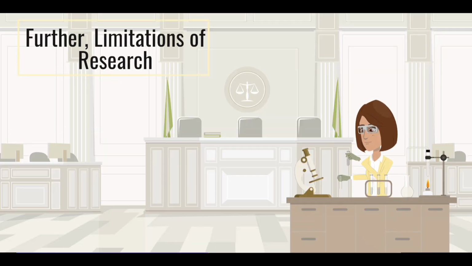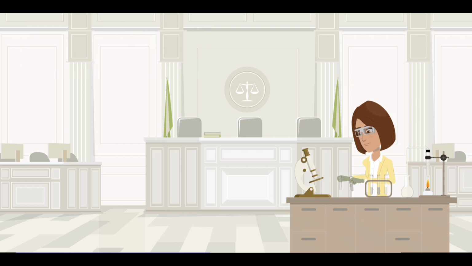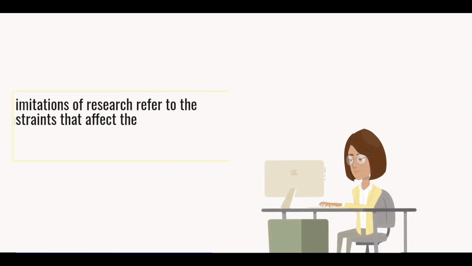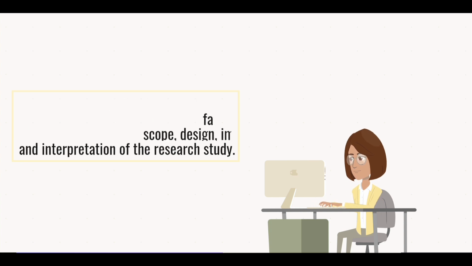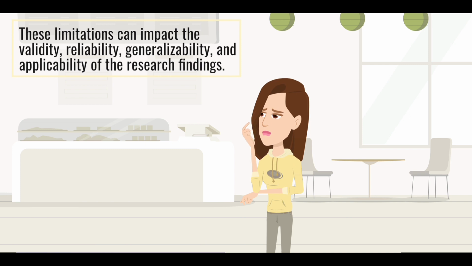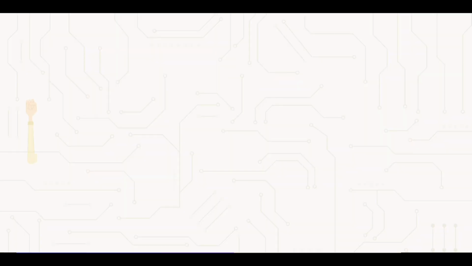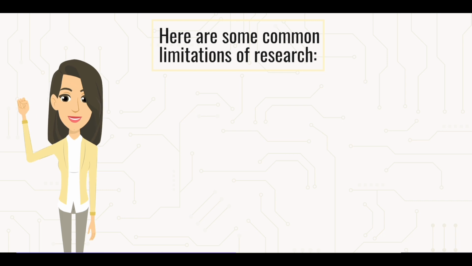Further, limitations of research. Limitations of research refer to the factors or constraints that affect the scope, design, implementation, analysis, and interpretation of the research study. These limitations can impact the validity, reliability, generalizability, and applicability of the research findings. Here are some common limitations of research.